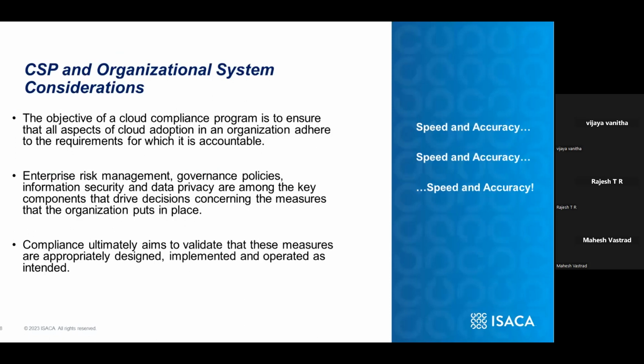The objective of a cloud compliance program is to ensure that all aspects of a cloud adoption in an organization adhere to the requirements for which it is accountable. When you are doing a traditional audit, you have the on-site premises and complete infrastructure in front of you itself. We can check all the activities and collect all the audit details and audit reports. But when it comes to cloud, multi-cloud compliance auditing, there is no transparency. If they are using SaaS, PaaS, at that moment you cannot collect much detail, or you don't have much control over the details, correct?